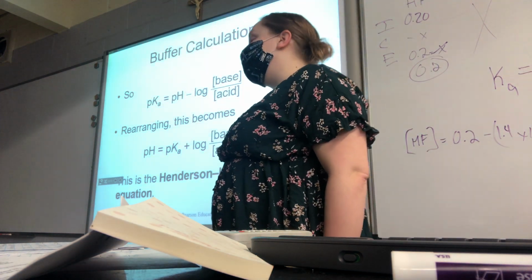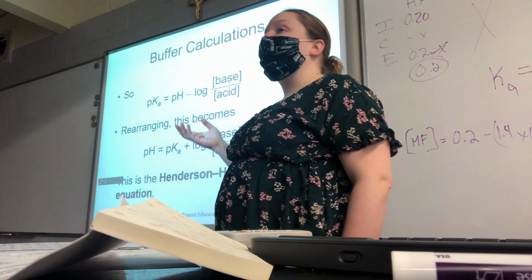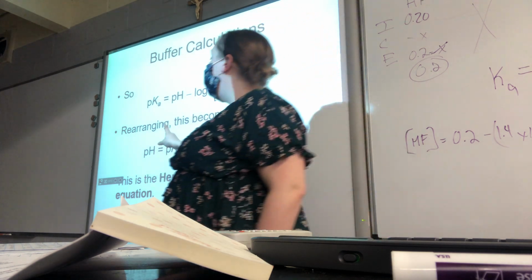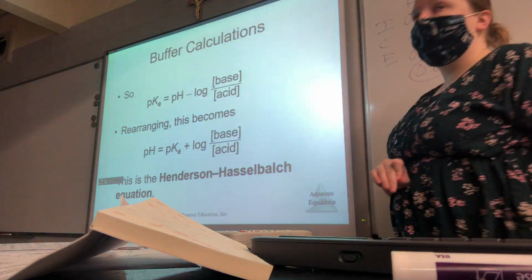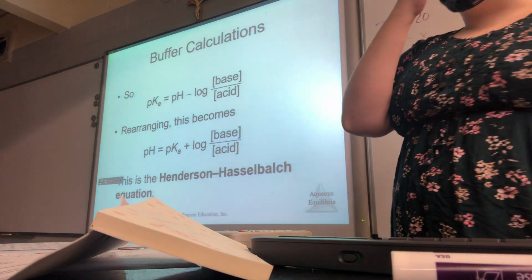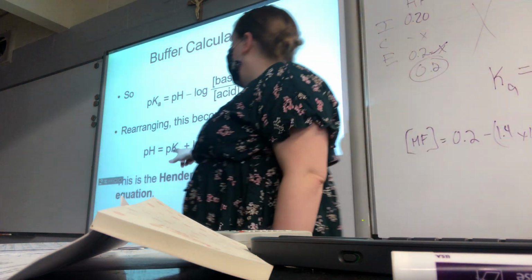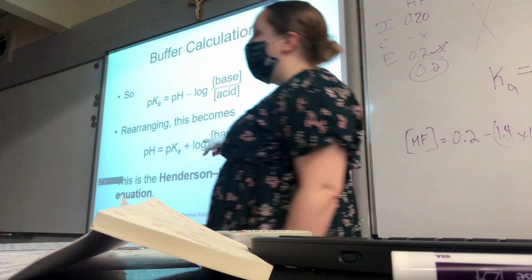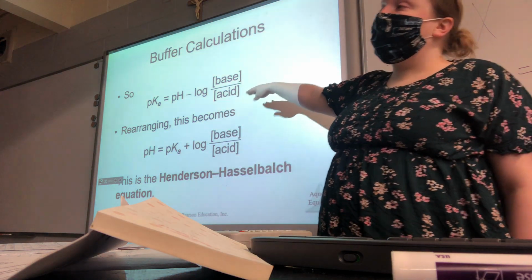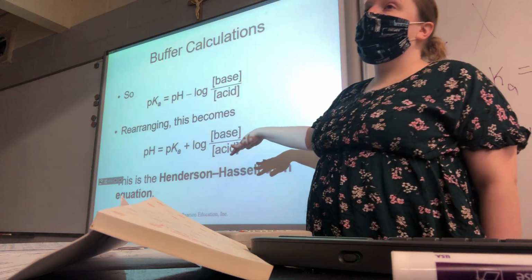In this particular Henderson-Hasselbalch equation, we can calculate the pH of a buffer, only of a buffer. We calculate the pH of a buffer by taking the negative log of the Ka, adding it to the log of the concentration of the base over the concentration of the acid.